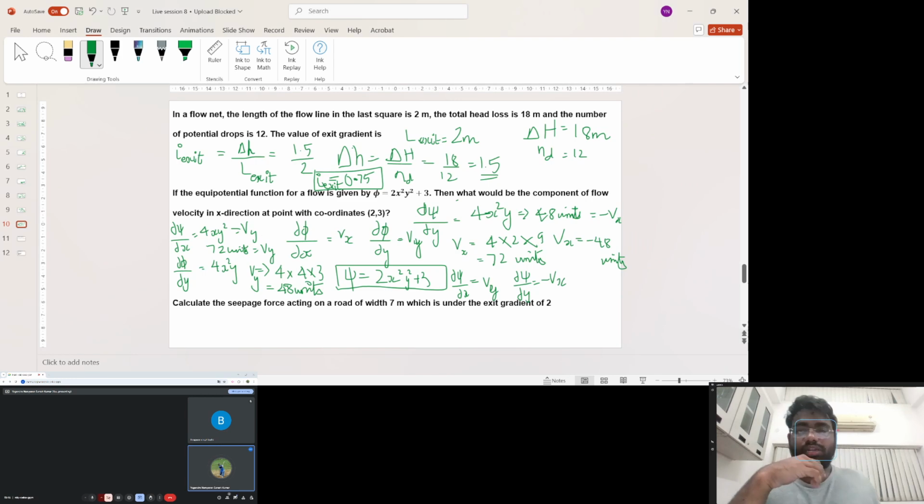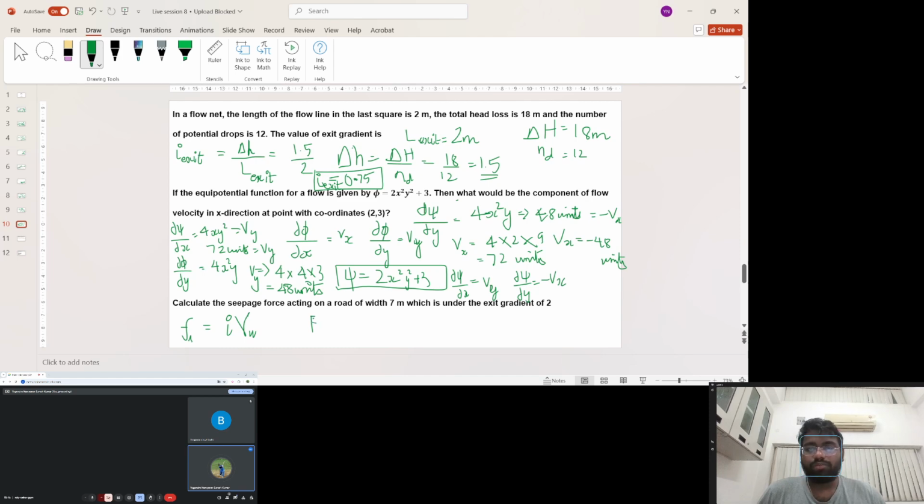Fine. So coming to the next question: calculate the seepage force acting on a road of width 7 meters, which is under an exit gradient of 2. So we know the seepage force per unit volume is i into gamma w. Let it be small fs, the seepage force per unit volume.